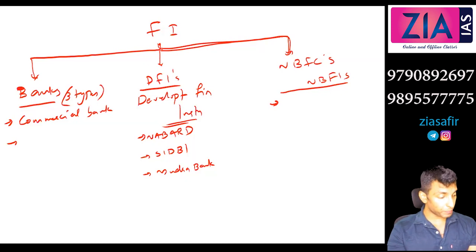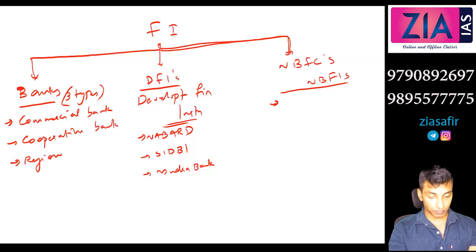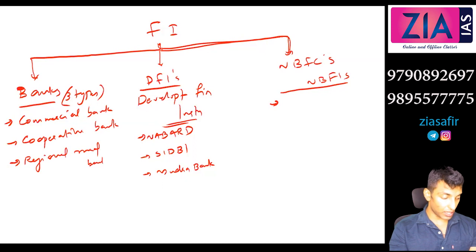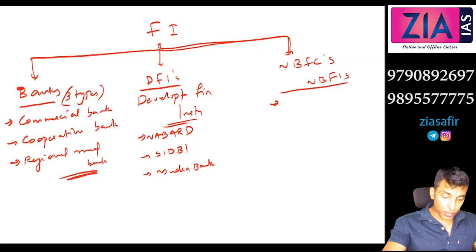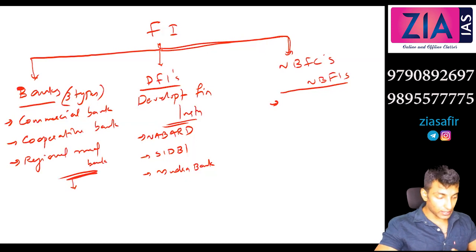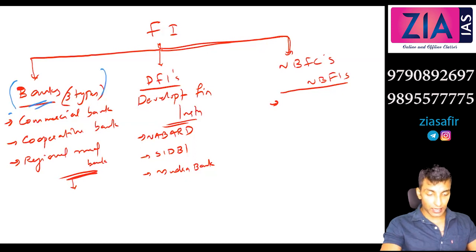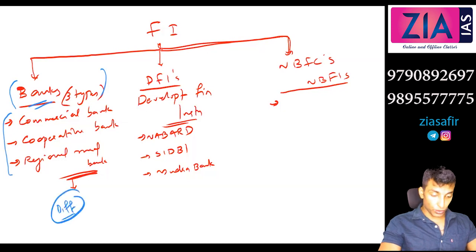Okay, so commercial bank, cooperative bank, and regional rural bank. These are the three main types of banks. I'm not talking about the recent new types that we discussed last day, that is payment banks, small finance bank, etc. Those are called differentiated banks. They are not exactly banks which come under this category. Here I am talking about these three categories of banks.